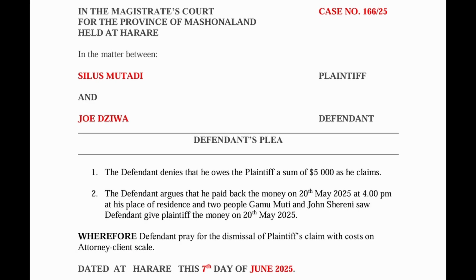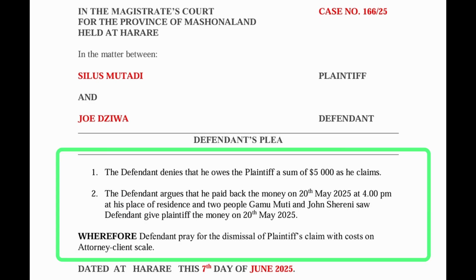This is the defendant's plea, and with reference to our sample case, the defendant, who is Mr. George Ziwa, was denying that he owed the plaintiff a sum of $5,000 as he claimed. The defendant also argued that he paid back the money on 20 May 2025 at 4:00 p.m. at his place of residence, and two people, Gamumuti and John Sheren, saw the defendant give the plaintiff the money on the 20th of May 2025.